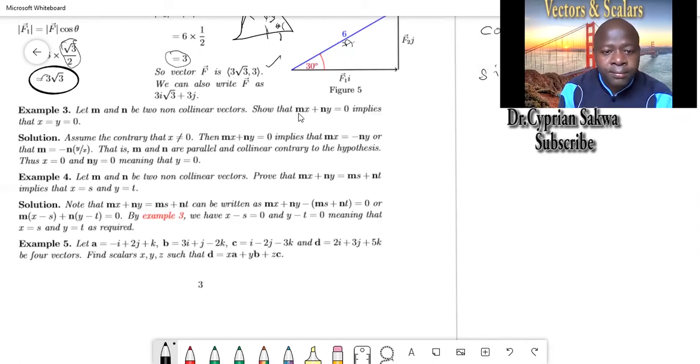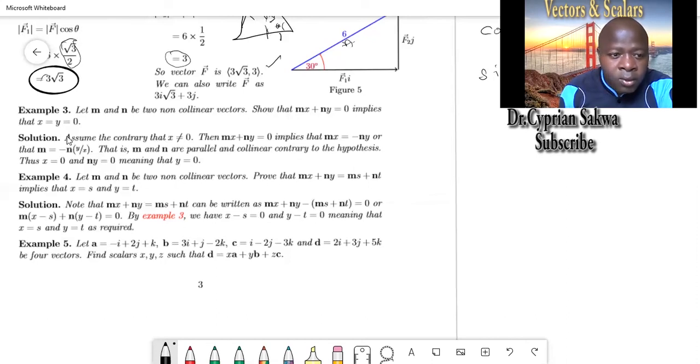Then show that mx plus ny equals 0 would imply that x equals y and then equals 0. So we just want to show that if these two vectors are not collinear, in other words, they're not parallel and they don't lie on the same straight line, then the vector m times x plus vector n times y equals 0 will imply that x is 0, y is also 0.